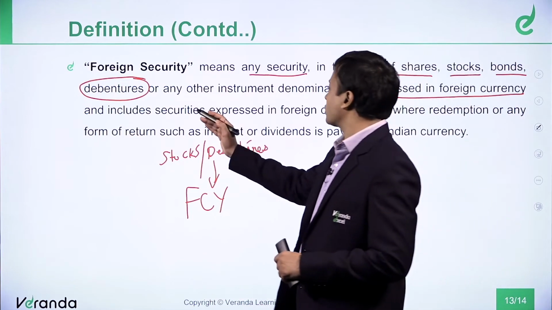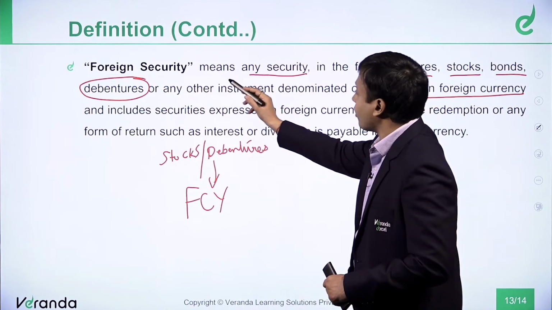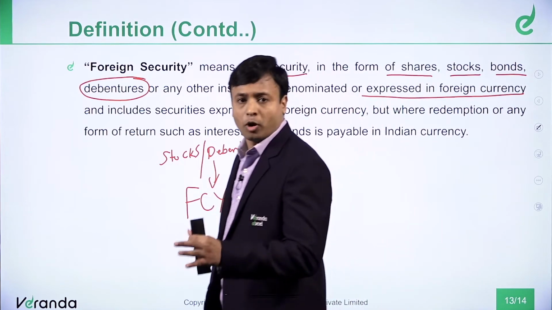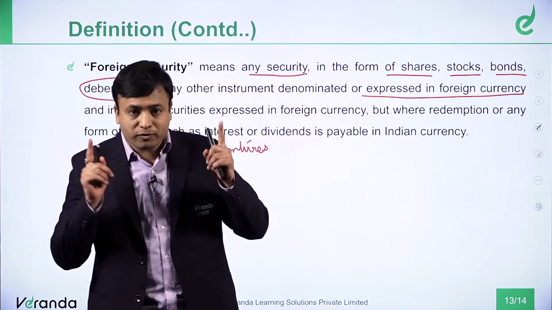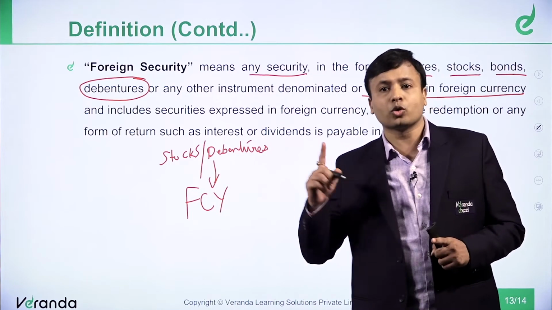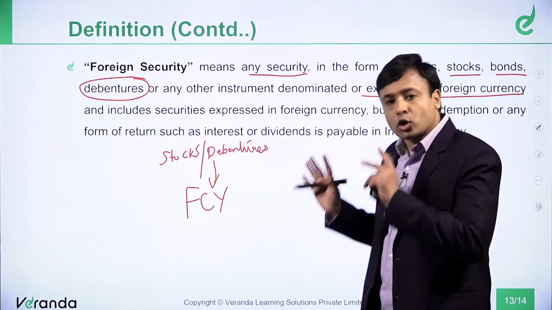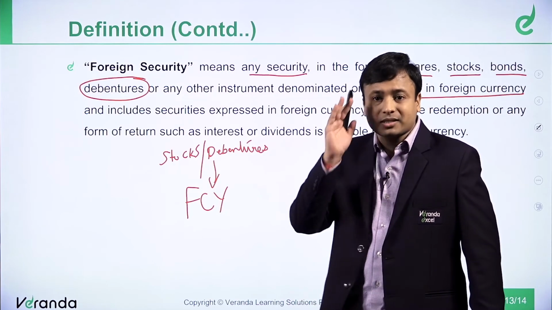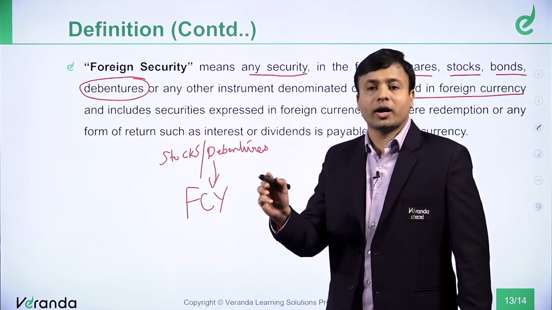Now we will go to the second part of the definition. What is the first part of the definition? Foreign security means any security in the form of shares, stocks, bonds or debentures, provided it is expressed in foreign currency. That is the first leg of the definition. If this is satisfied, only then do I need to go to the next leg of the definition. And what is the next leg of the definition? The first point is it has to be in foreign currency. Please register in your mind, it cannot be denominated in Indian currency.